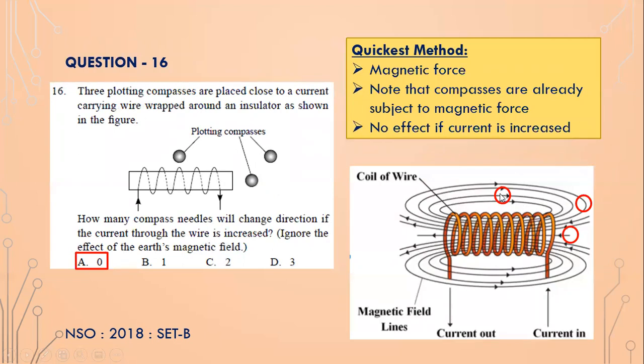in some of the compasses, the direction of the current is exactly passing through the axis of the compass, isn't it? So, even if you increase the current, there will not be any deflection because the compasses are already deflected. So, even if you increase the current, the compasses will not deflect any further.